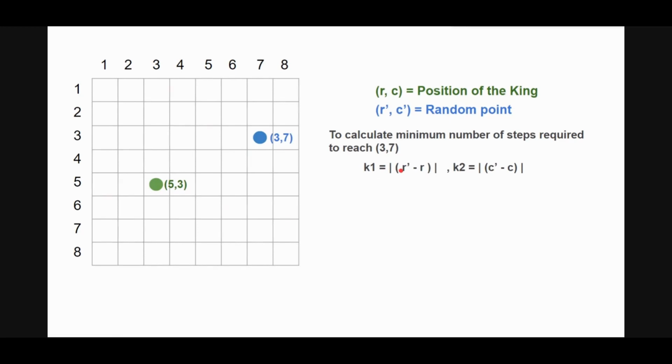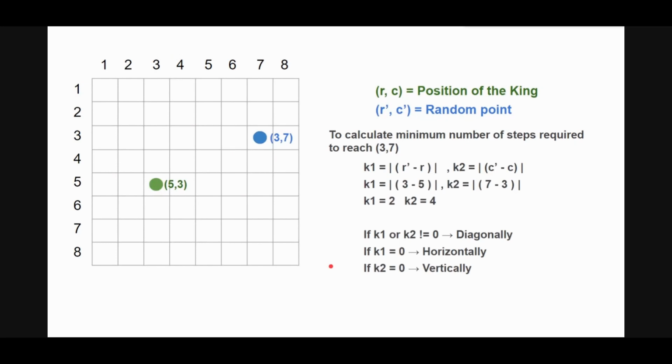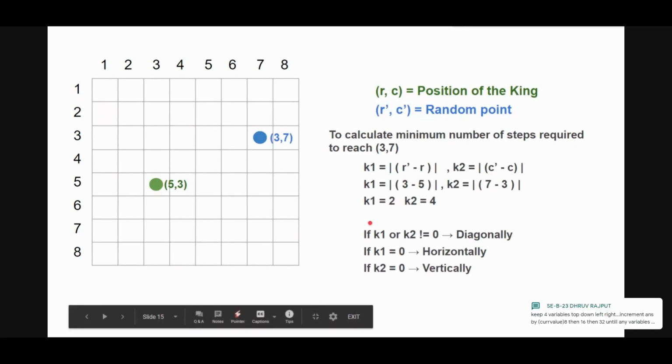So please listen to the example carefully. Our first step is to calculate the minimum number of steps required to reach a random point. We'll calculate that by following steps. First, we have to find the values of k1 and k2 by mod of r minus r dash and mod of c dash minus c, where this is r, this is r dash, and this is c. So we'll see now. We got the values of k1 and k2, 2 and 4.